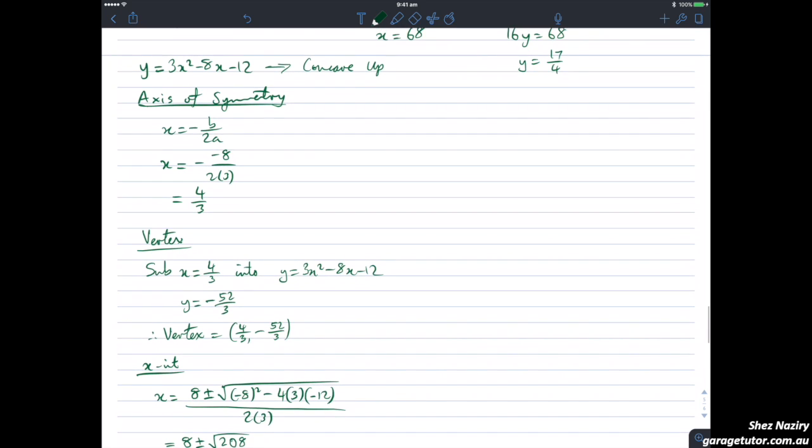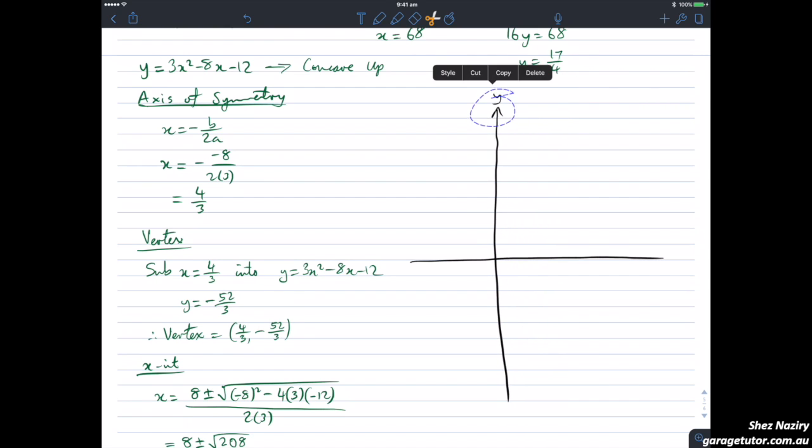Okay, so we've got all this space to draw our graph. Let's collect all of our information. Wait, I may need more space. Okay. So you found the y-intercept? Yes, -12. So let me just write that there. The y-intercept is y equals -12.